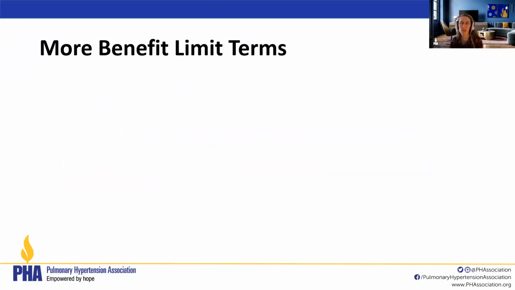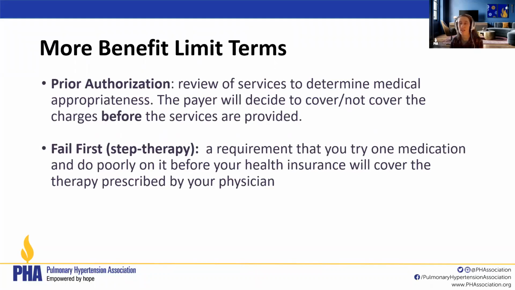So a couple of other benefit limit terms to be aware of, which I imagine folks in this community are already pretty aware of, but just to go over them. Insurance companies will sometimes manage benefits to basically require a prior review before they will cover certain services. That's prior authorization. The medical provider has to provide proof of medical need before a service is allowed to be covered. Unfortunately, a lot of PH therapies do require those prior authorizations. And then step therapy or fail first, that's a requirement that you try one medication, typically something less expensive or sometimes a generic, and then have to show a documented lack of improvement before your health insurance will cover the medication that was originally prescribed by your physician.